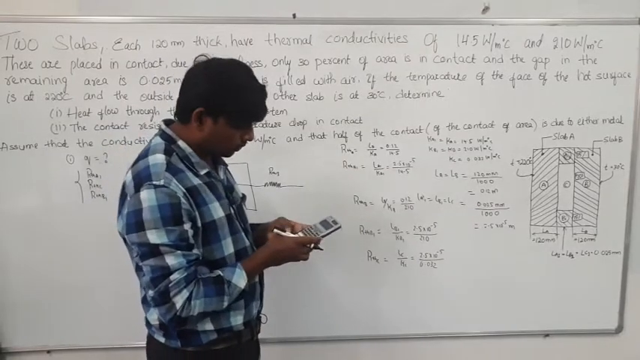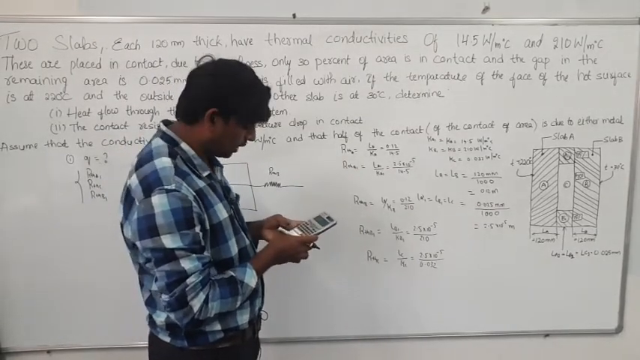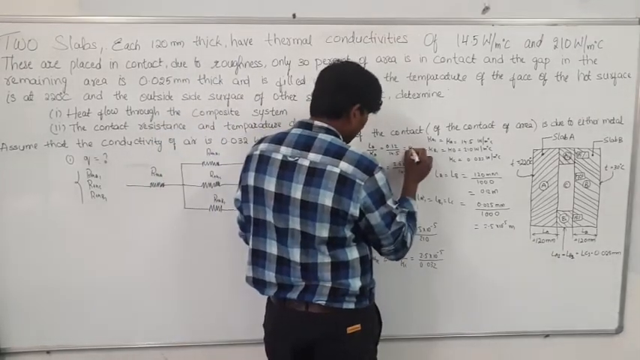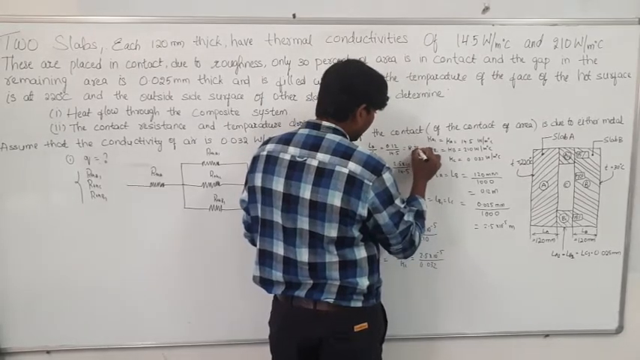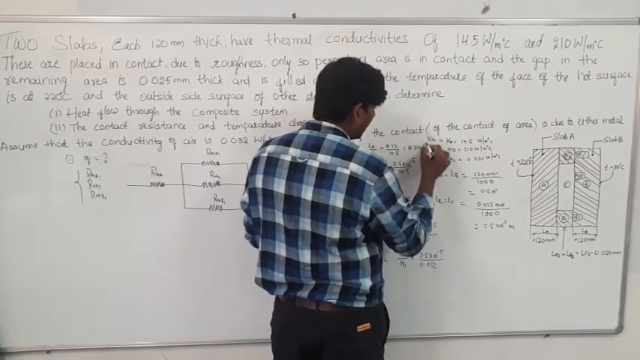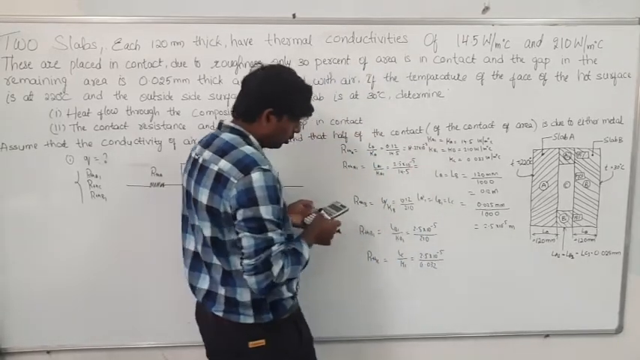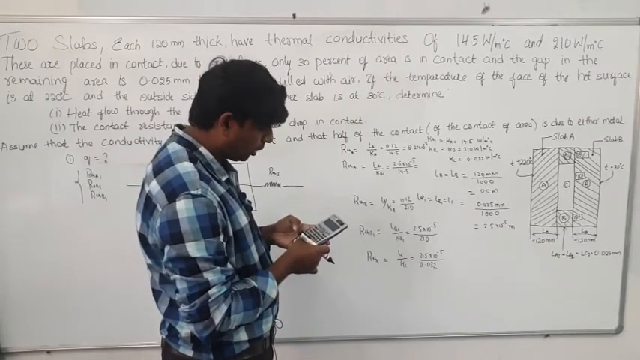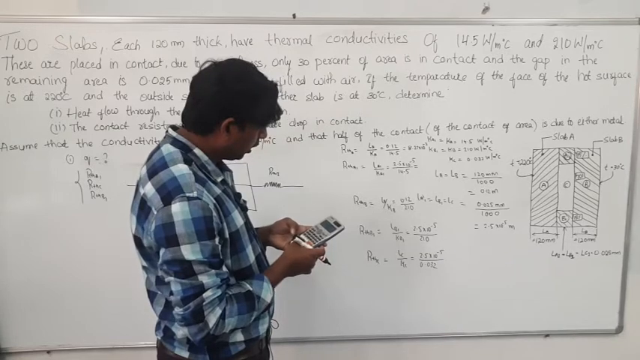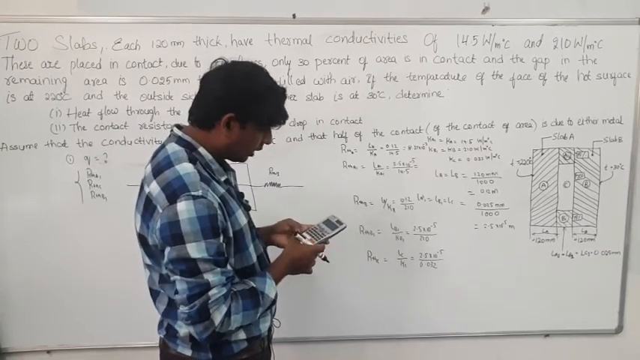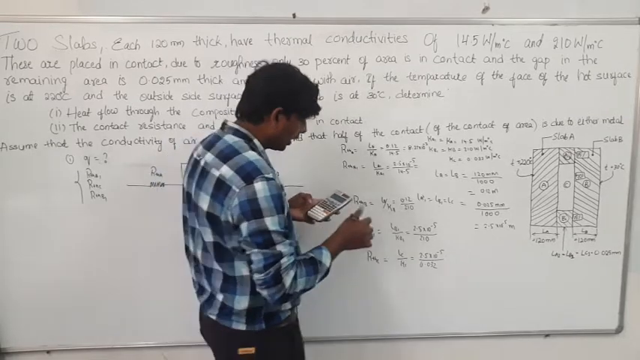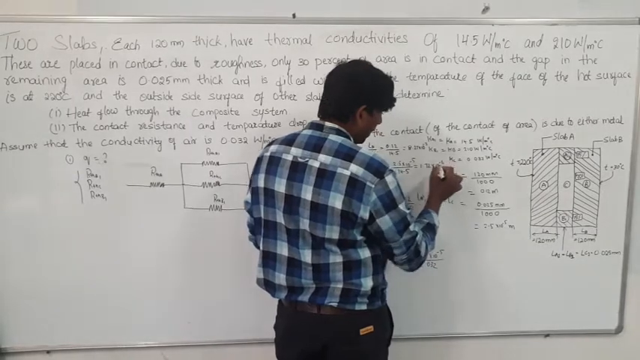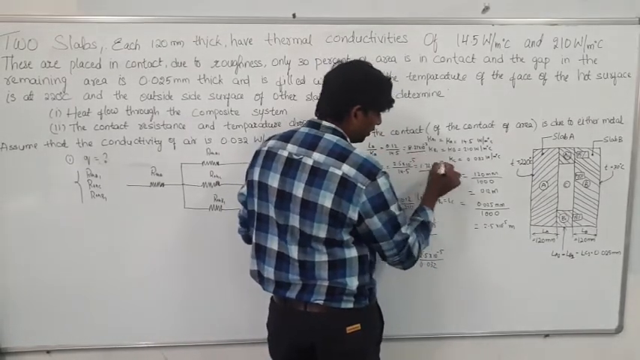First one, what is given? 0.12 divided by 14.5. So here you got 8.27 into 10 to power of minus 3. Next one is given. What is the next value? 2.5 into 10 to power of minus 5 divided by 14.5. How much you will get here? 1.72 into 10 to power of minus 6. This is the first value. This one is the second value.